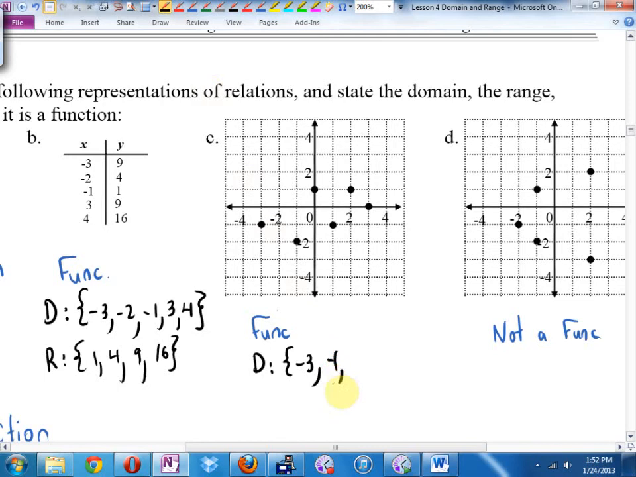Negative 1. I run into another one. This point here, what's the x value that goes with this point? 0. What else? Keep going. 1. 2. The domain of that graph is negative 3, negative 1, 0, 1, 2, 3.